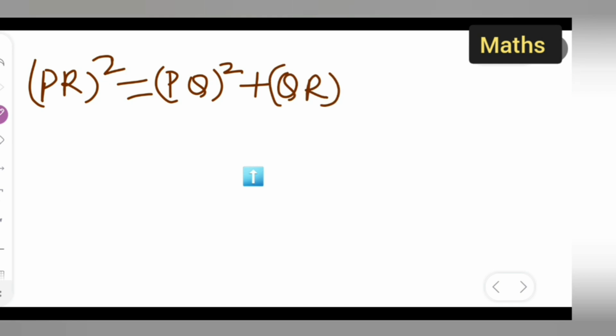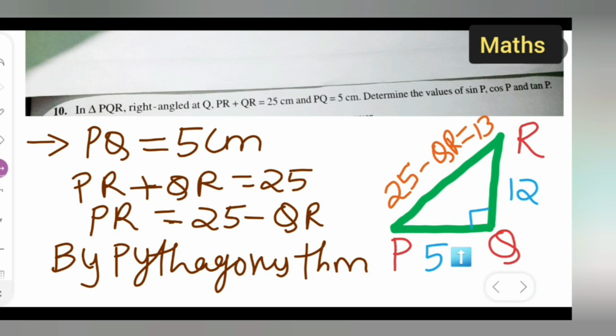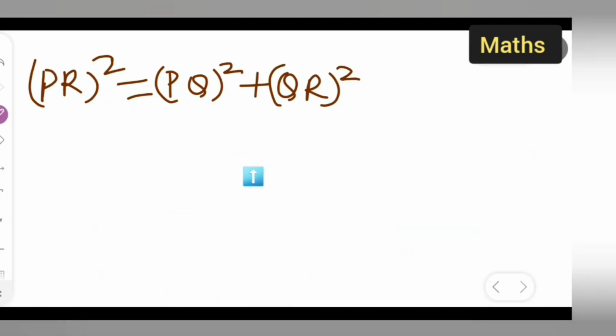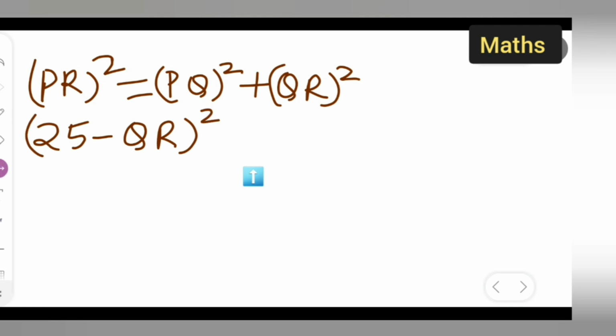PR square is equal to PQ square plus QR square. Next, what have I taken my PR to be? I have taken it to be 25 minus QR. So I can write down 25 minus QR, square it, because square is there over here. You all can see square is there, then everywhere you all have to square.